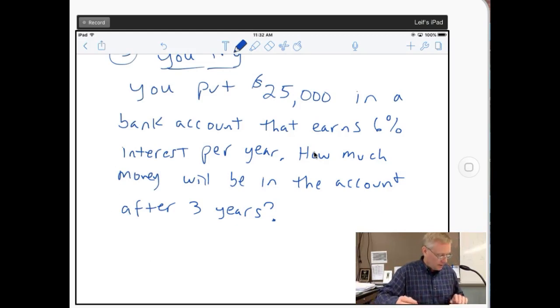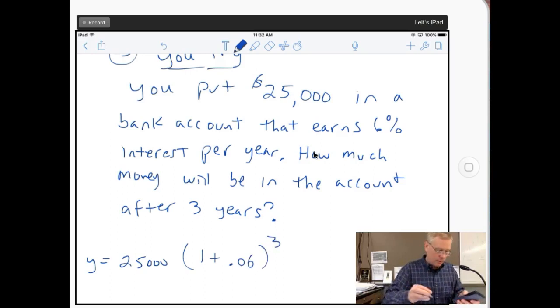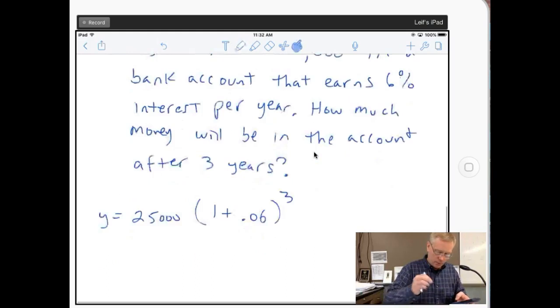All right, so if I do this out correctly, I got the initial amount is 25,000. 1 plus R is 1.06 to the third power. Punch that into your calculator. Your answer.